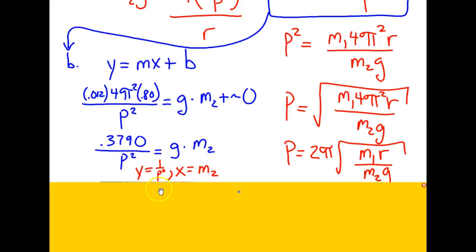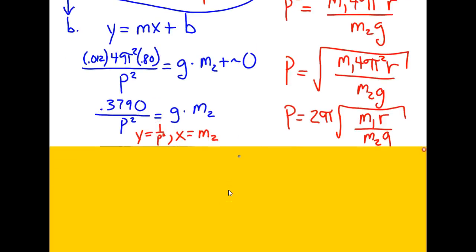Now why 1 over p squared? Because we already know the numerical value of all this is 0.3790 by doing the calculation of what this numerator is worth. So this is a constant. This number, 0.3790, is never going to change in this particular part of the experiment.